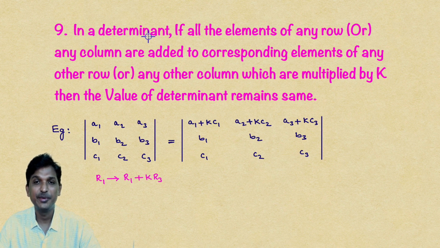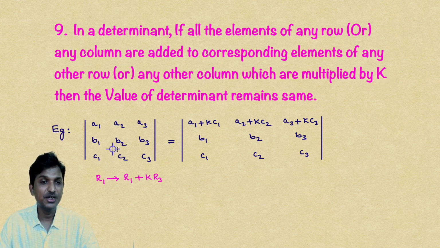See here, in a determinant, if all the elements of any row, in place of any row you can write any column also, okay. In a determinant, if all the elements of any row are added to the corresponding elements of any other row, right? Here I am not discussing any column. Wherever any row is there, you can replace it with any column. I am discussing about row only. In a determinant, all the elements of any row are added to corresponding elements of any other row, which are multiplied by k.